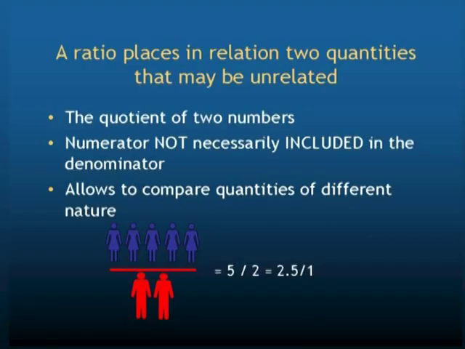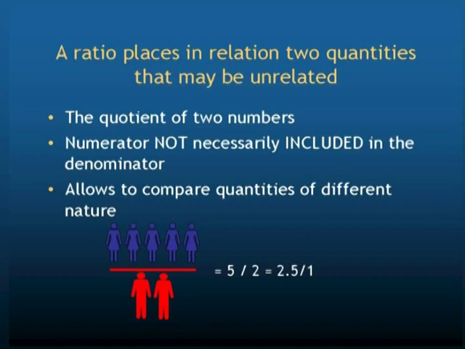Now let's talk about the three measures I was telling you about: the ratio, the proportion and the rate. All three are of the form A divided by B. For a ratio we say A by B, for a proportion also A by B, and for a rate also there is a numerator and a denominator. So what's the difference between these three?